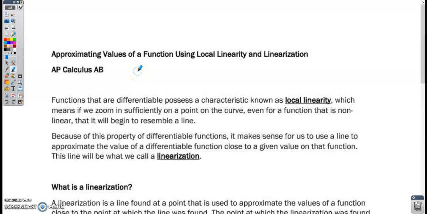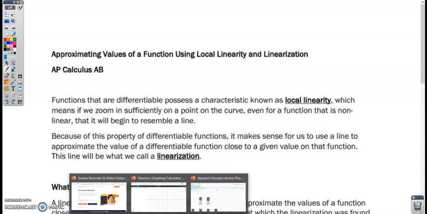In this video we are going to talk about information from section 6 of unit 4 of AP Calculus. We're going to talk about approximating values of a function by using local linearity and linearization. So we start here by talking about what local linearity is. Functions that are differentiable possess a characteristic known as local linearity, which means if we zoom in sufficiently on a point on the curve, even for a function that's nonlinear, it's going to start to resemble a line. So let's take a look at what that means here.